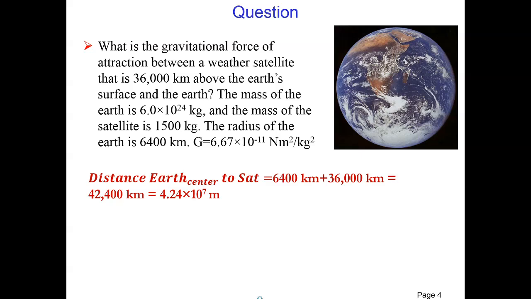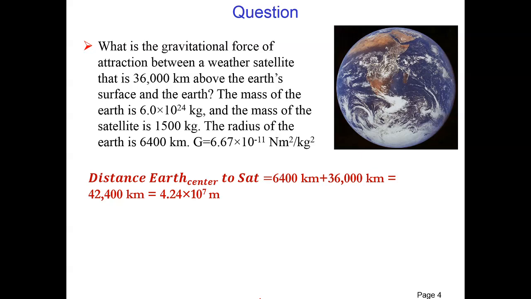So we add them together, and we get 42,400 kilometers, and then we convert that to meters, so that's going to be 4.24 times 10 to the 7th meters. To find the force, we need the masses and the distance. So we already have the distance.